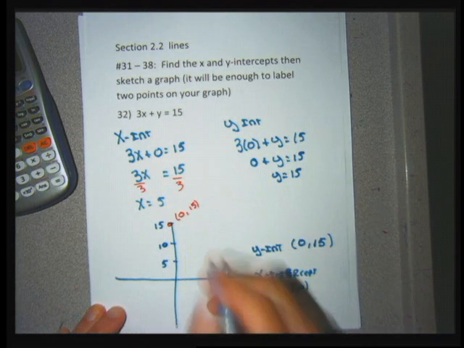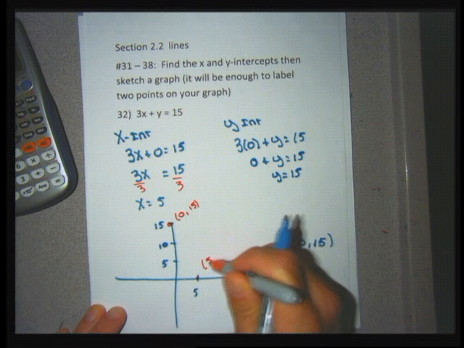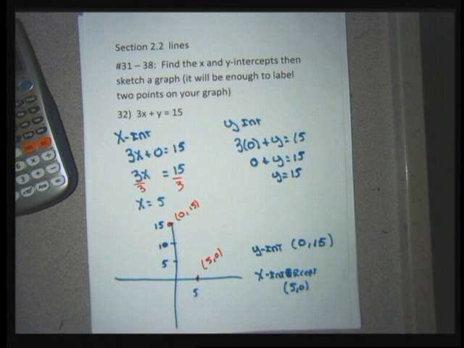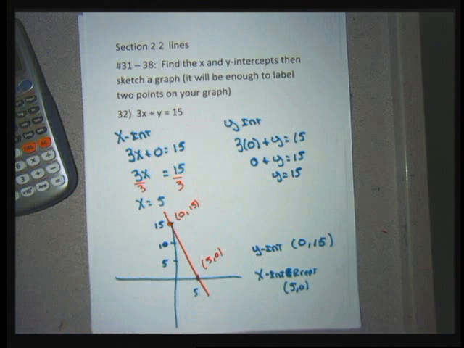Do the same thing on the x-axis. I'm going to increment by 5. Here's my x-intercept, which is the point (5, 0). I said it's enough to label 2 points. I have 2 points labeled. I'm going to draw a line through those 2 points. I'm going to call that my answer. So that would be a perfect graph for 32.